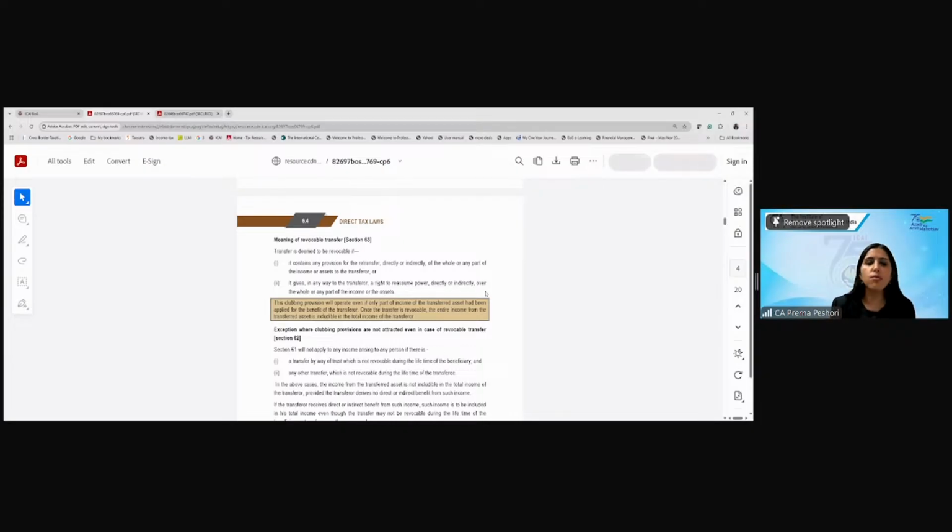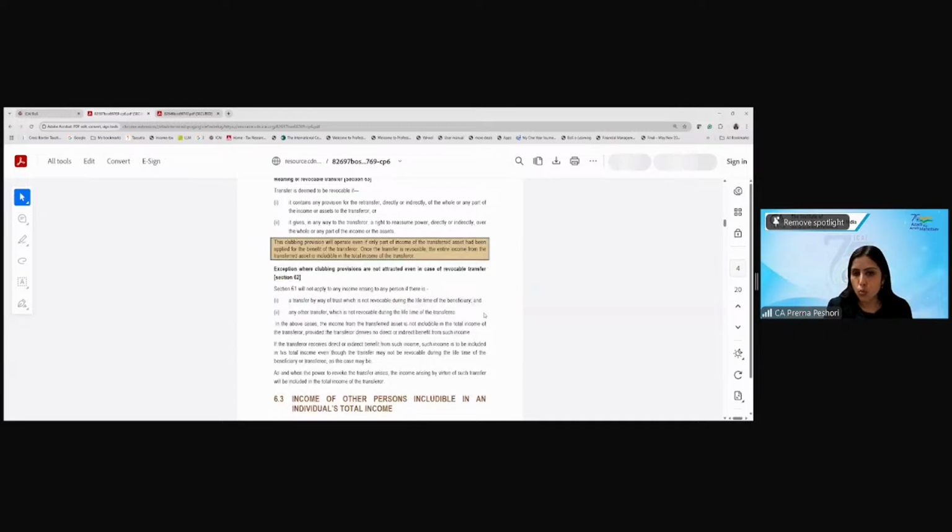Or any other transfer which is not revocable during the lifetime of the transferee: if I give the asset to you and it can't come back to me at least till the point you are alive, it will not be considered as a revocable transfer. If after your death the asset comes back to me, that's fine. So basically the transferor should not derive any benefit from the income. Are we clear? So this is section 62.